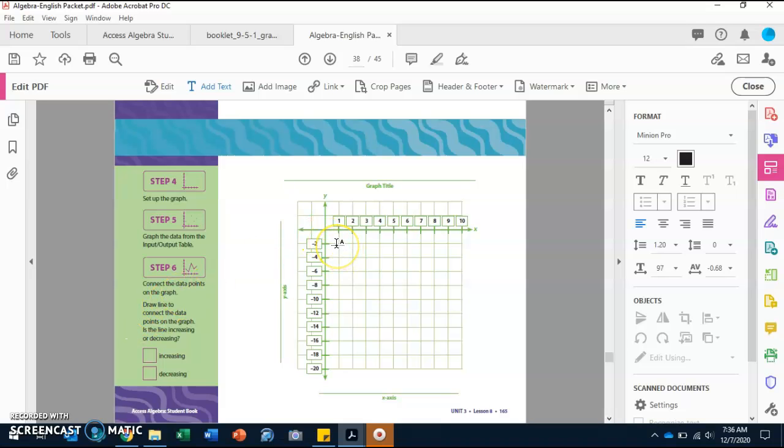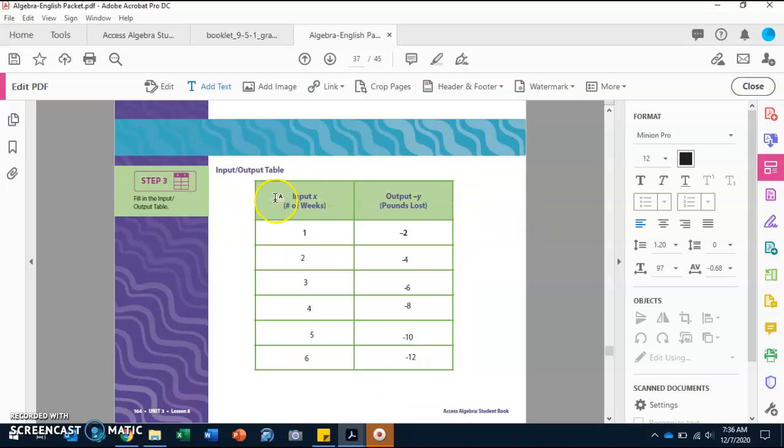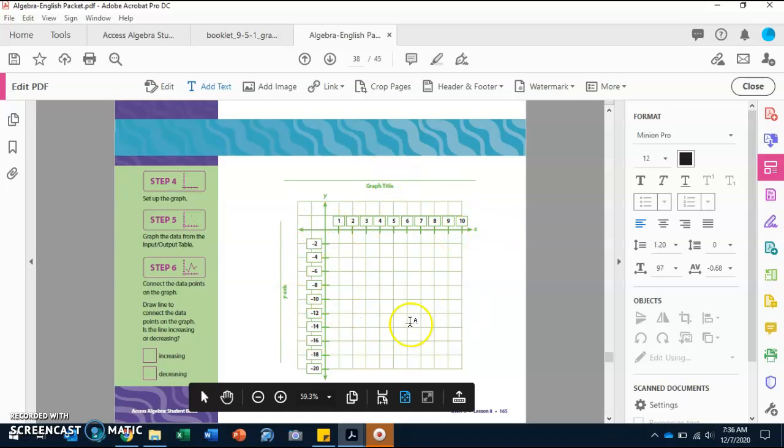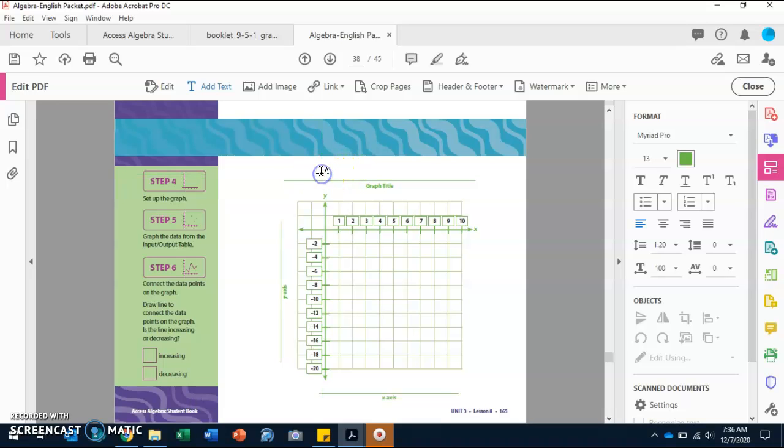So if we go back here, we're going to use this graph right here to plot right here. So over here to begin with, what's the name? Let's think about a name for the title.